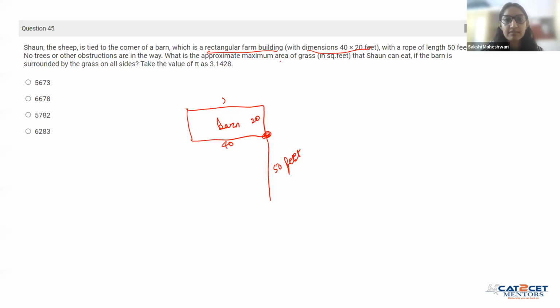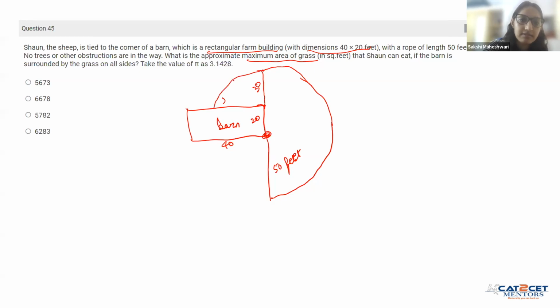So, the approximate maximum area of grass, if the barn is surrounded by grass on all sides. It can move from here till here, which will be 30, and it can go up till here. After it goes till here, the rope cannot enter the barn. So this will be 30, and from here this extends to 10, and this will be 50. And from here also it cannot move inside the barn, so this will be 10.